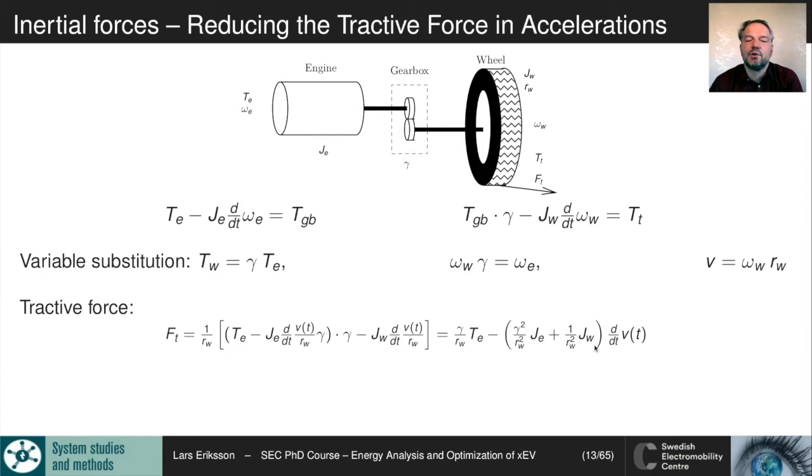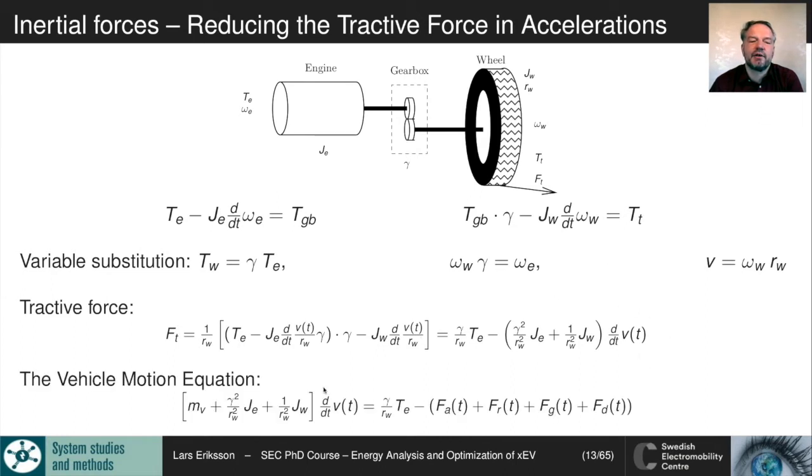So this is Newton's second law, where we are building up kinetic energy inside the rotational system at the same time as we're building up the acceleration of the vehicle. So when we put everything together, we get the following vehicle motion equation: we have the mass of the vehicle building up kinetic energy, and we have the rotation of the engine, and the rotation of the wheel that is also storing a little bit of the energy.